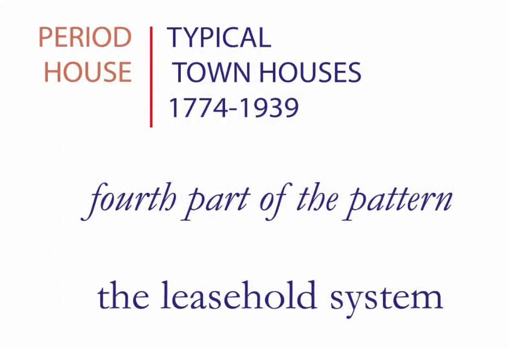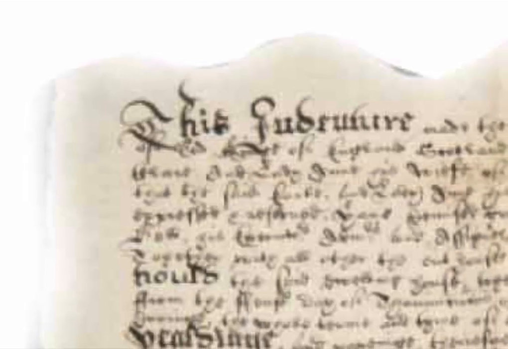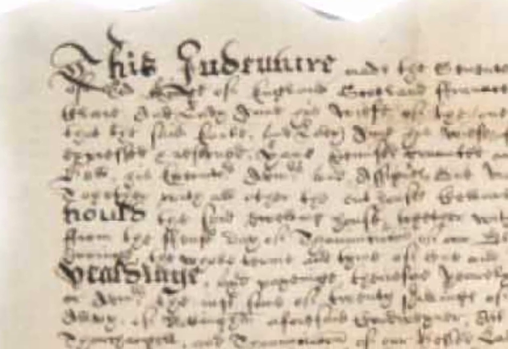The fourth and final aspect of the pattern was the leasehold system. A landholder would grant a building lease on a piece of land, but for a limited period of time. The lawyer or solicitor who drew up the documents could also act as a mortgage broker. The developer or builder would go to work at his own expense.